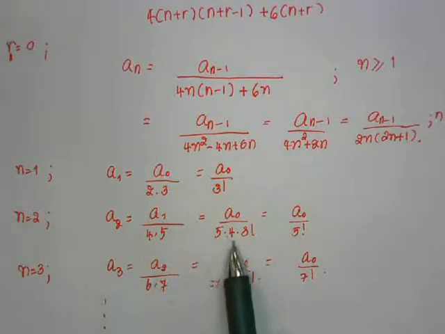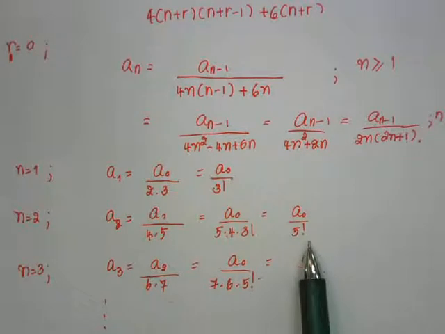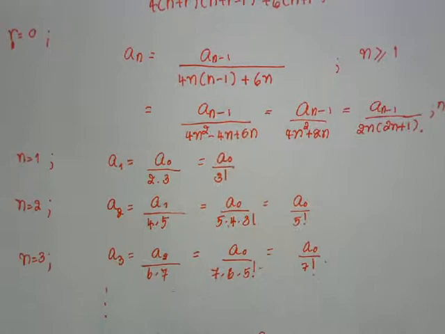5 times 4 times 3 factorial equals 5 factorial. 7 times 6 times 5 factorial equals 7 factorial. So that means if you plug the value of n there, you would get a0 divided by (2n plus 1) factorial, right?